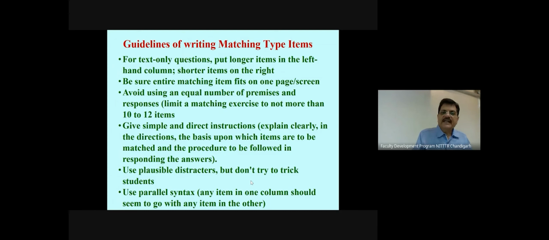Give simple and direct instruction. Explain clearly the basis upon which items are to be matched and the procedure to be followed in responding the answers. Use plausible distractors and use parallel syntax. That is, any item in one column should seem to go with any item in the other.